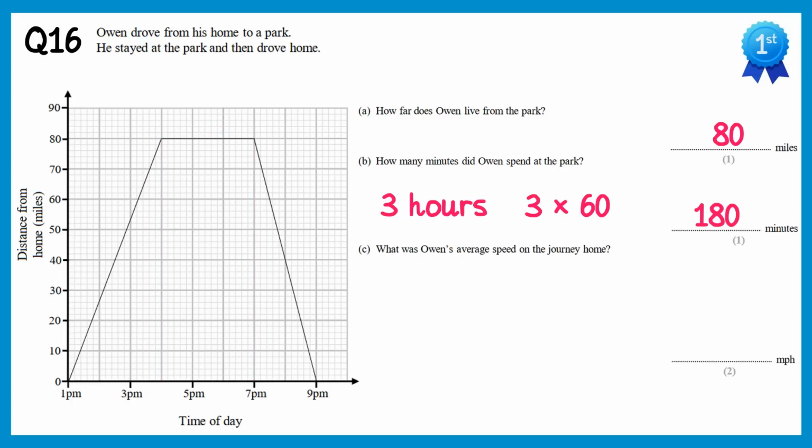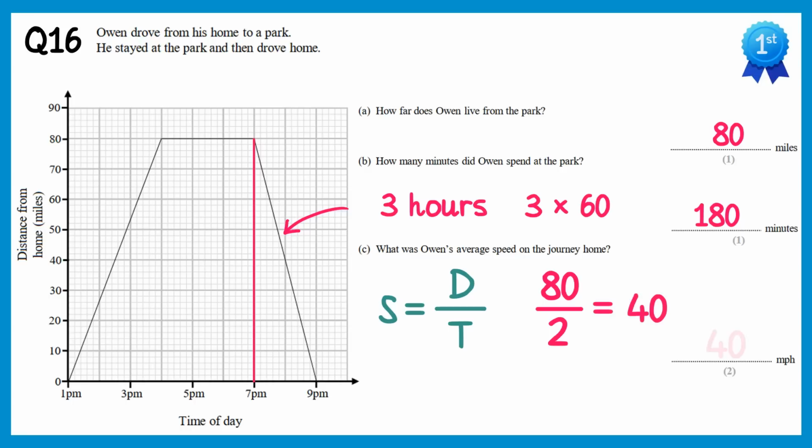For part C, we need to find out his average speed on the journey home. So we'll use the formula speed equals distance divided by time. This line here represents his journey home, and it starts here at 7 PM. We know the distance because he lives 80 miles from the park, and the time goes from 7 PM to 9 PM, so that's 2 hours. So 80 divided by 2 is 40, so he travels at 40 miles per hour average speed.